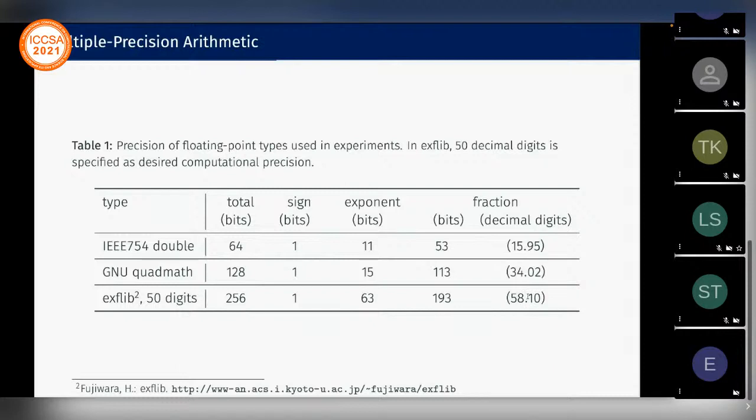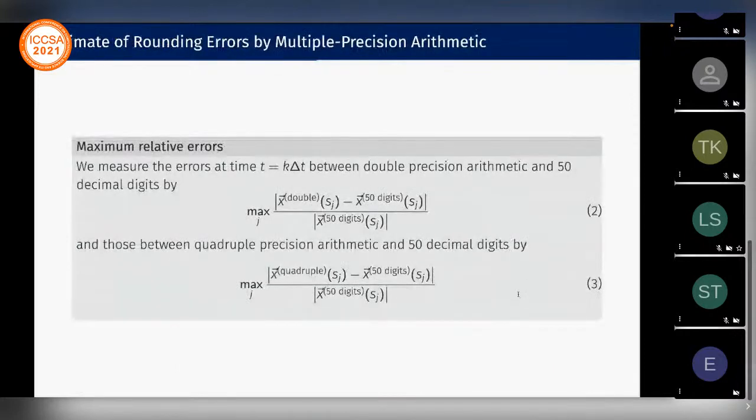How do we estimate the rounding errors by the multiple precision arithmetic? First, we assume that the 50 decimal digit result is the most accurate one. Then we compare it with the double precision and the quadruple precision and calculate the relative errors between them. We measure the errors at each time, and get the maximum relative errors at each different time moment.